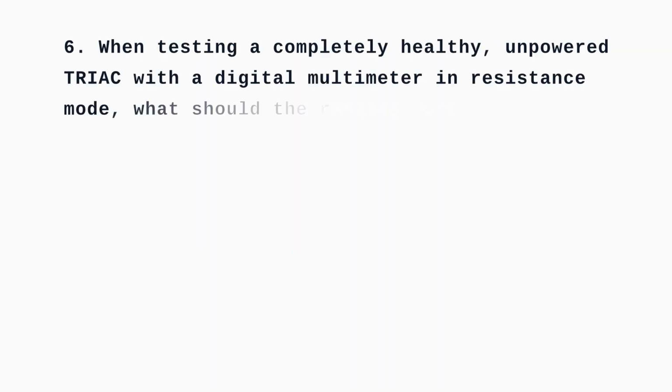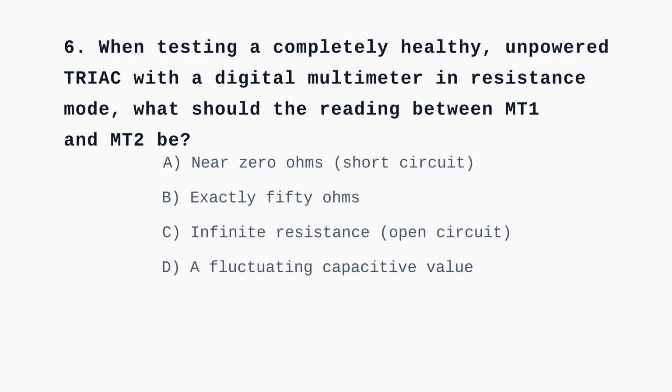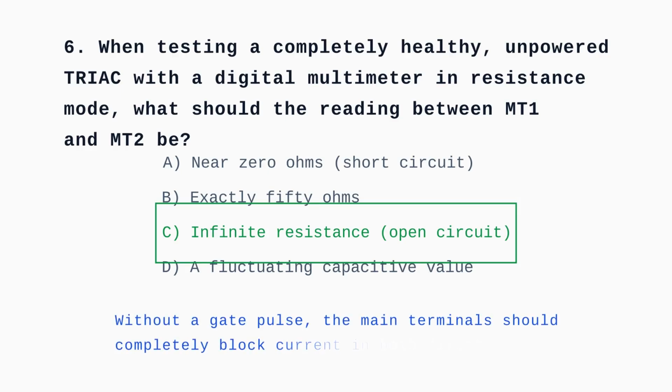Question 6. When testing a completely healthy, unpowered Triac with a digital multimeter in resistance mode, what should the reading between MT1 and MT2 be? Under normal unpowered conditions, the internal thyristors block conduction, meaning the resistance across main terminals 1 and 2 must read as an absolute infinite open circuit.